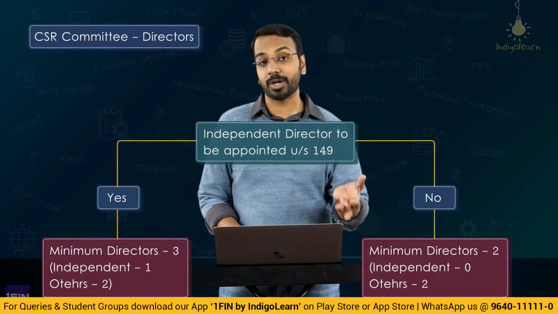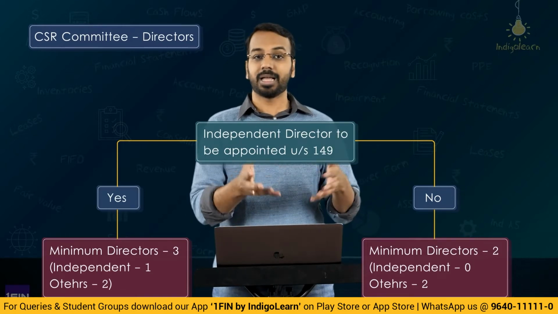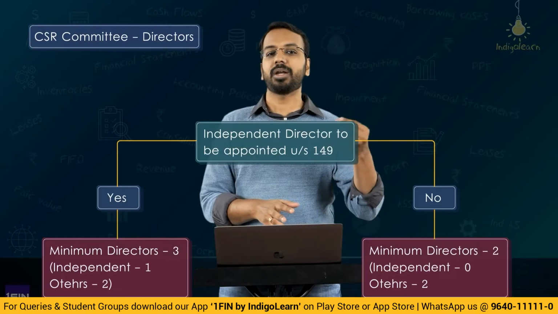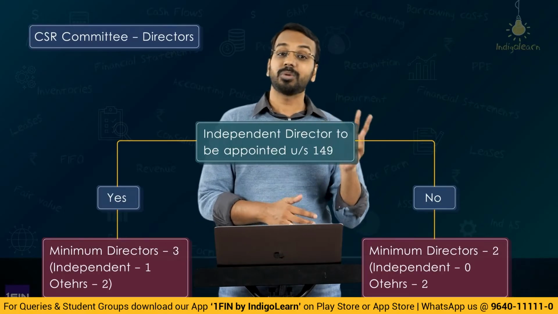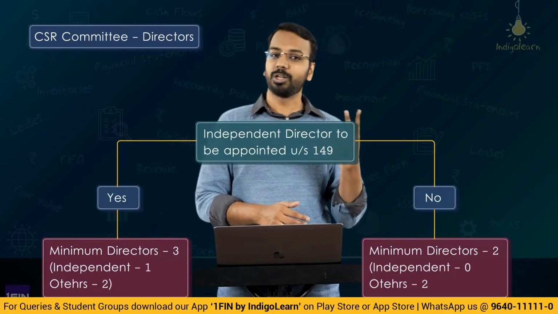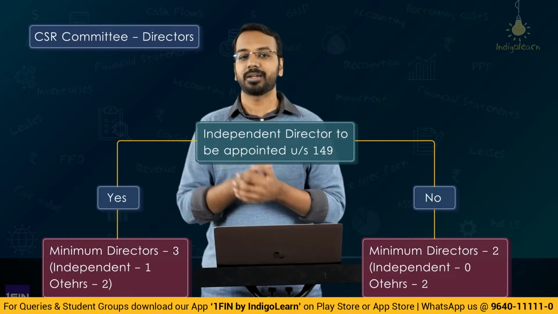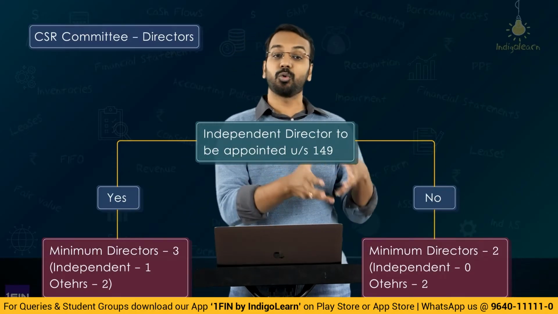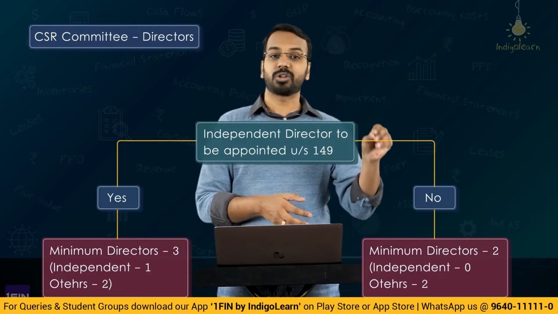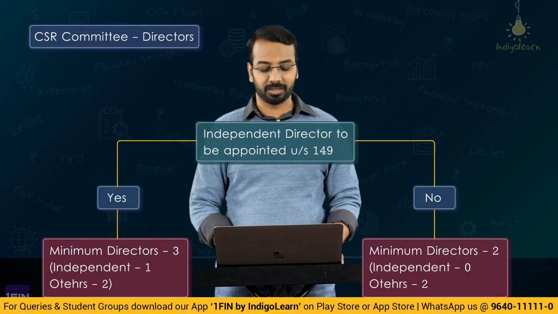If you are not required to appoint an independent director, for example, it is a private company and not required to appoint independent director. Now, what are the minimum number of directors for a private company? Only 2. Now, if I am saying private company has 2 directors, how will I appoint 3 directors on the committee? So, there I can do with 2 directors only, where there is no requirement of independent director, right.